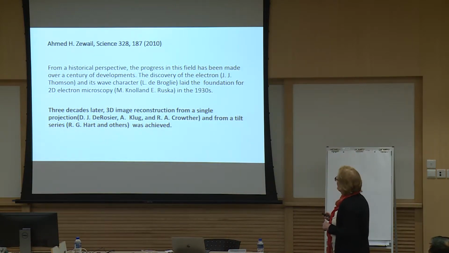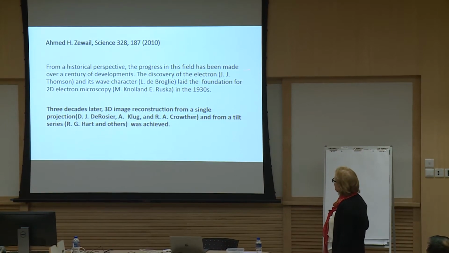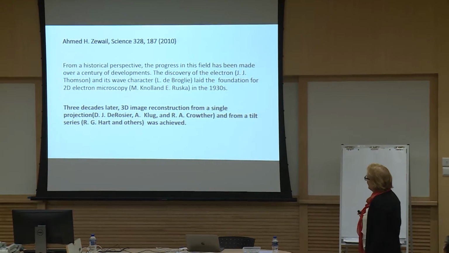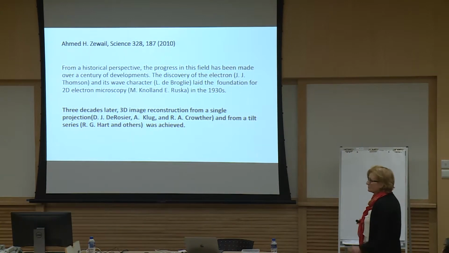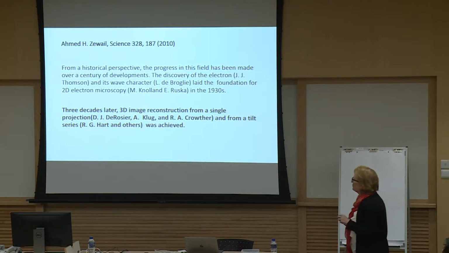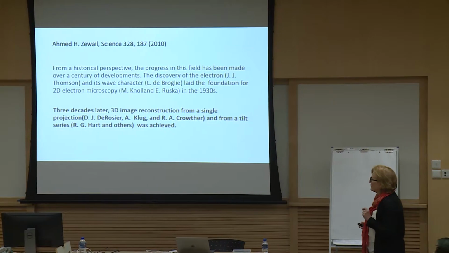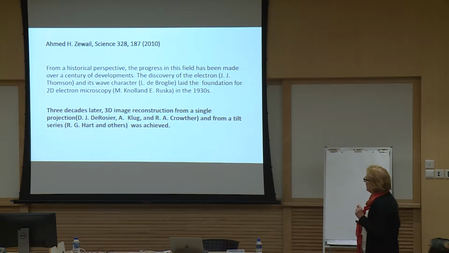Again, from one of Zewail's publications in Science, where he reviews the field, he says, from the historical perspective, which I also will go through, the progress in the field has been made over a century of development. Of course, first of all, with the discovery of the electron by J.J. Thomson, that it has a wave, and this laid the foundation then to build the first 2D electron microscopes in the 1930s. Three decades later, 3D image reconstruction from a single projection, or I would say many projections, by Rosier, Klug, and Crowther, and from tilt series by Hart and others was achieved.